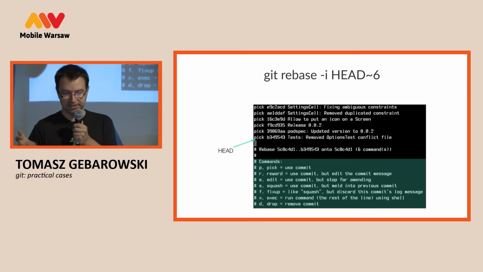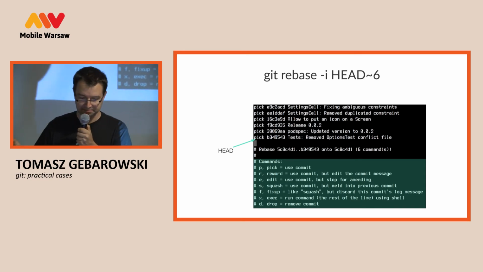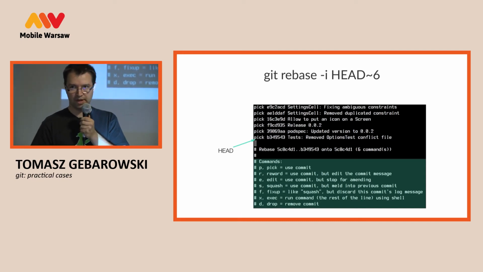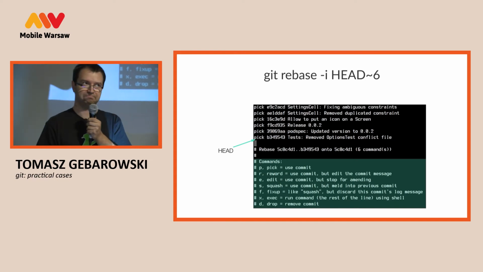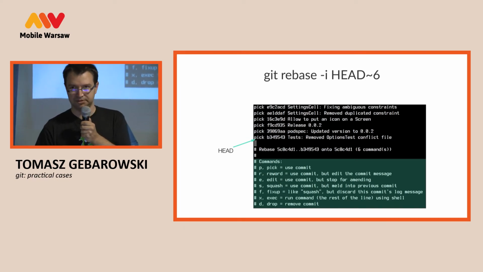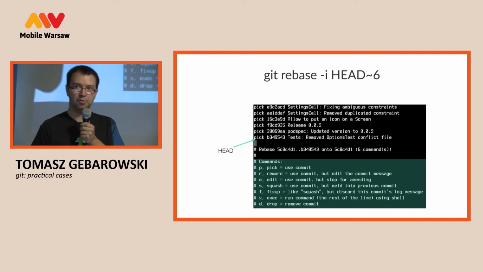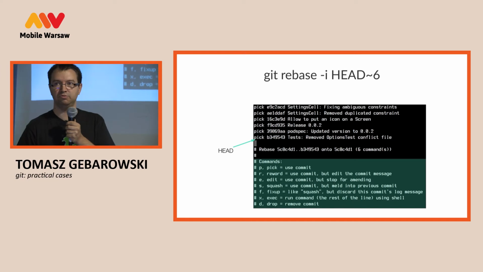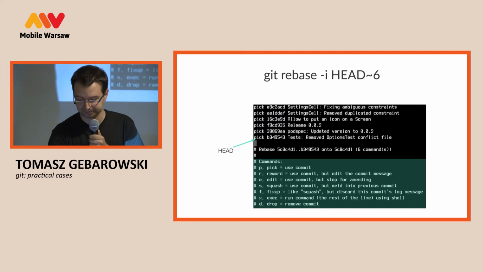Then we have fix up, which I will describe on the next slide, and exec, which simply runs some kind of command on every rebase, and you can, I don't know, test something that is scripted. And D stands for drop, so you are basically dropping the commit. And when you just delete the line, it will be the same.